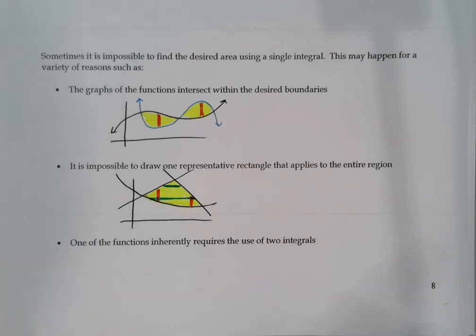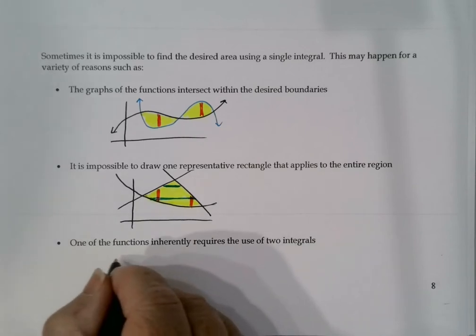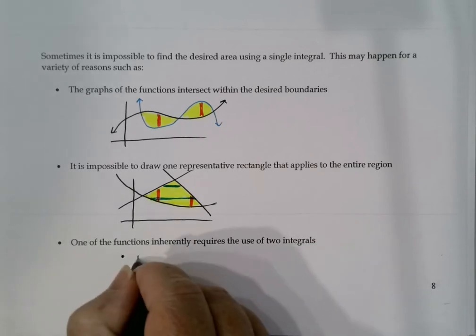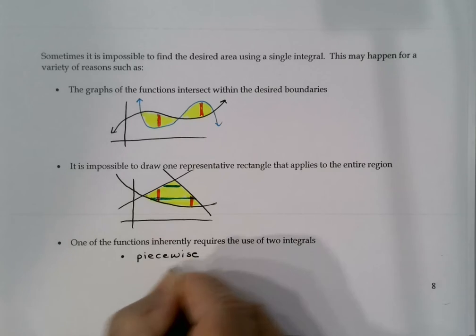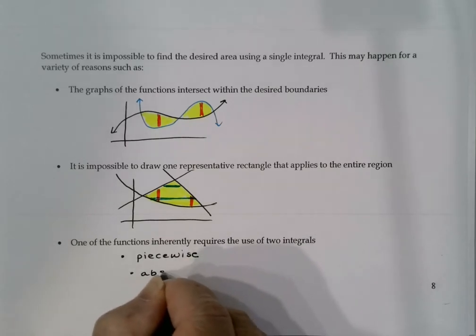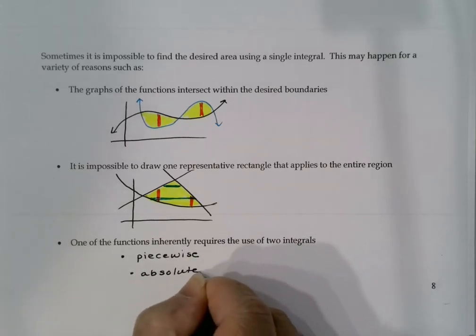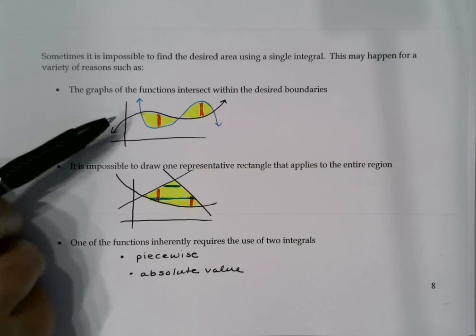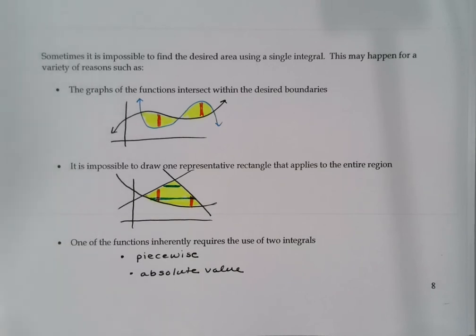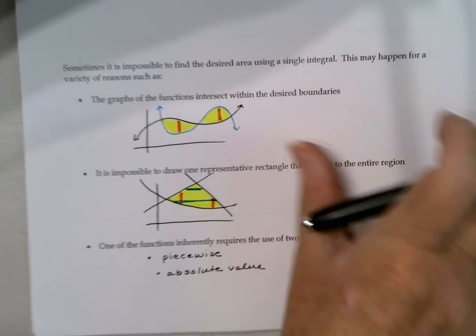The third and final possibility is sometimes one of our functions inherently just requires the use of two integrals. The two most common situations here are piecewise functions and absolute value functions. Our next three examples will actually show us one of each of these, and we'll see how we can set up our two integrals in order to find our areas.